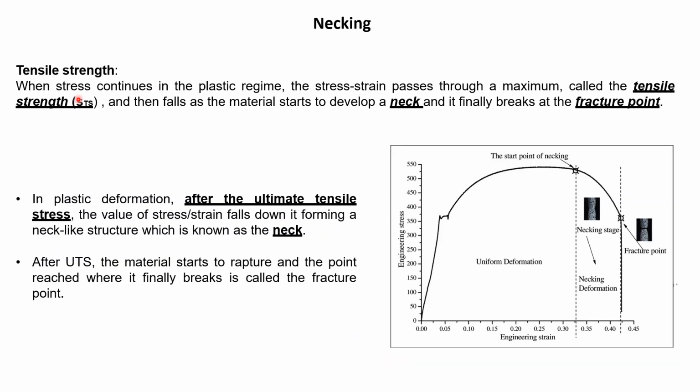The next one is tensile strength. When stress continues in the plastic regime, the stress strain curve passes through a maximum called the tensile strength and then falls as the material starts to develop a neck and finally breaks at the fracture point. This is called necking. In plastic deformation, after the ultimate tensile stress, the value of stress falls down, forming a neck-like structure, which is known as the point of necking. See this portion. After UTS, the material starts to rupture and the point reached where it finally breaks is called the fracture point.